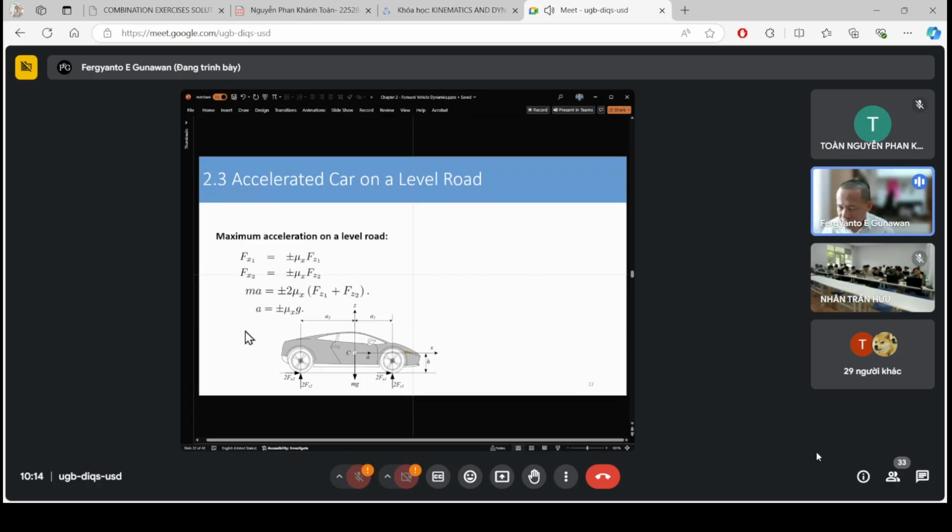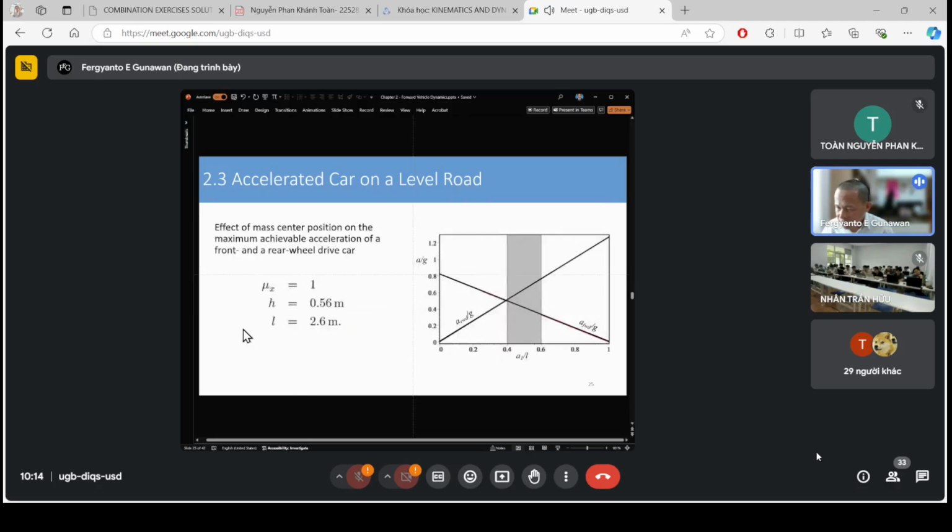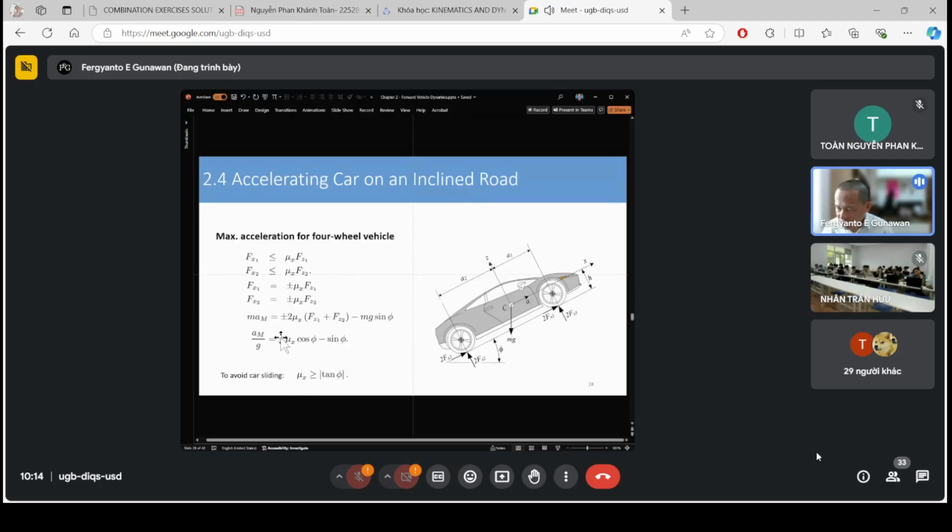So this is the same result, except the difference is we need to take into account the angle of the road, which is cosine pi minus sine pi. And to avoid the car from sliding, the angle should not exceed mu x. This requirement also exists when we analyze the car in parking conditions, right?